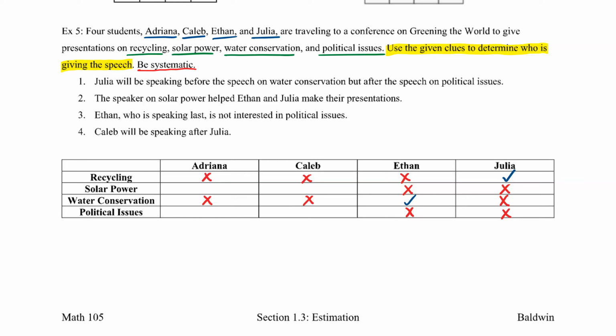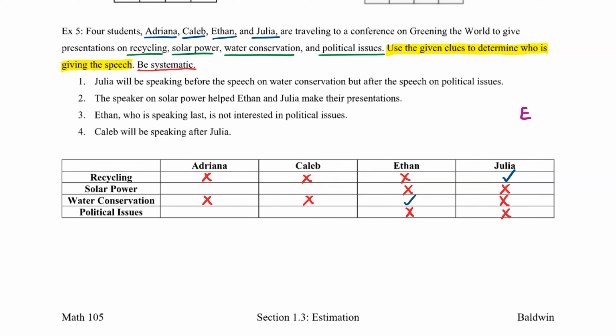But remember, with the systematic approach, that's when we're analyzing everything in its proper order. So if we think about the big piece of all this information we haven't really analyzed yet, there have been little hints sprinkled in, little pieces of information about order. Who is speaking when? Who is speaking before and after? So, Ethan is speaking last. So Ethan has to be last.